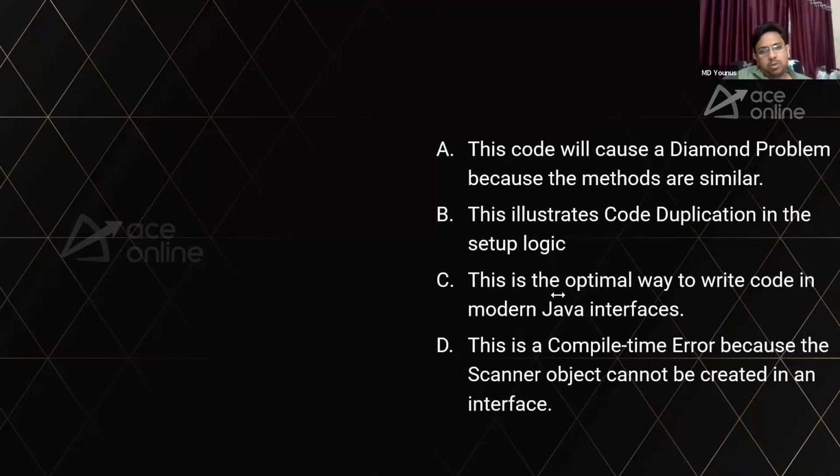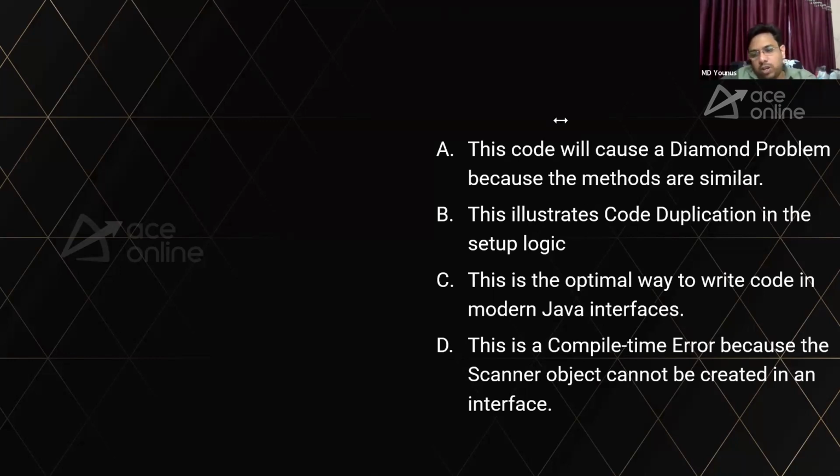And option C is wrong because this is not the optimal way. I'll tell you why. Even option A is wrong. Will the code cause a diamond problem? No, because the methods are not similar. Methods are different. So the correct answer here, which we only received from one of you, is option B.